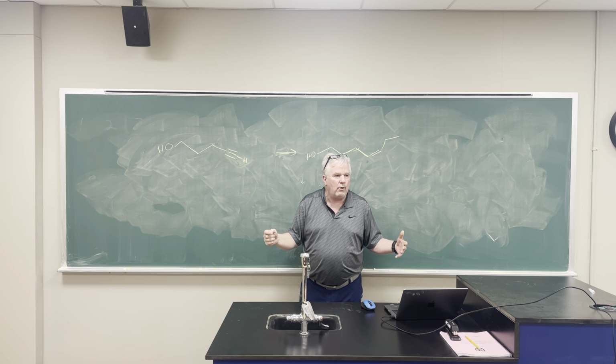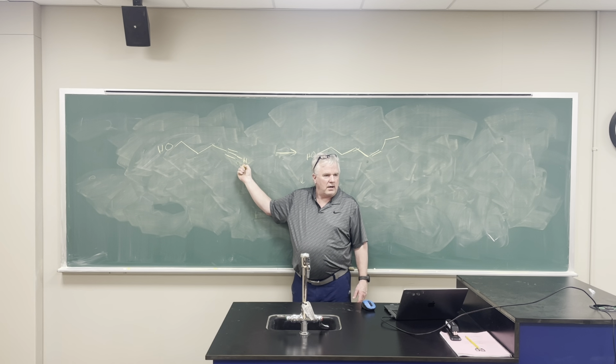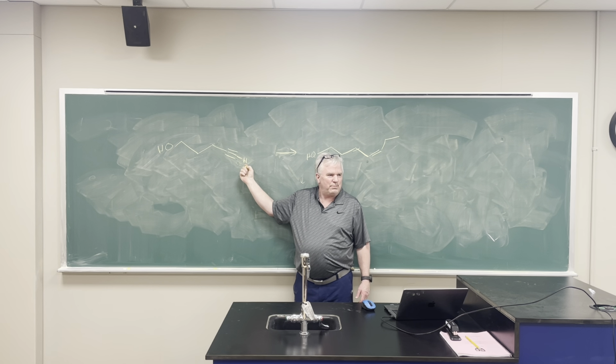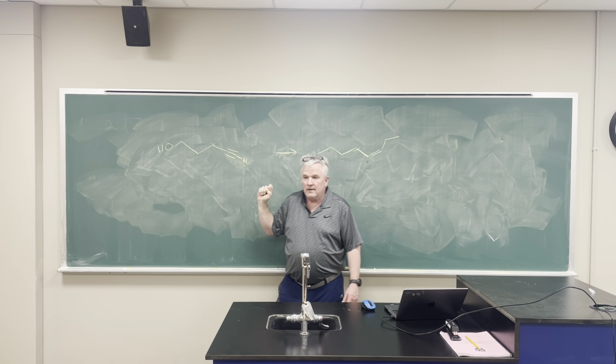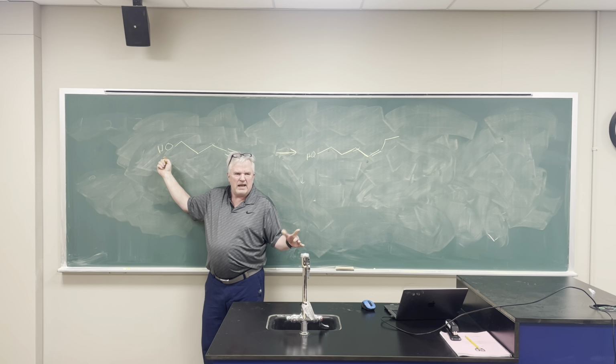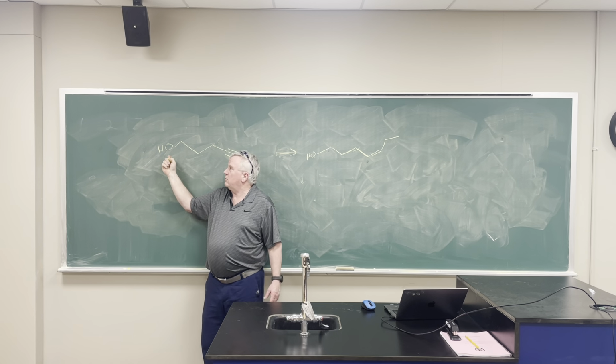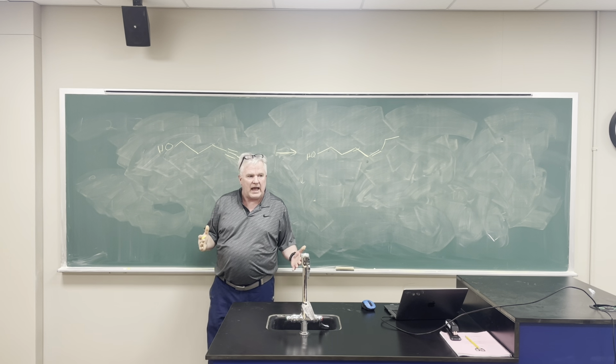There's a problem, however. The problem is we can't pull that proton off. We need a strong base. The pKa for this as an acid is around 25. The pKa for this as an acid is around 16, maybe 17. So if we try to just throw a base in here, we're gonna remove that proton and nothing's gonna happen.